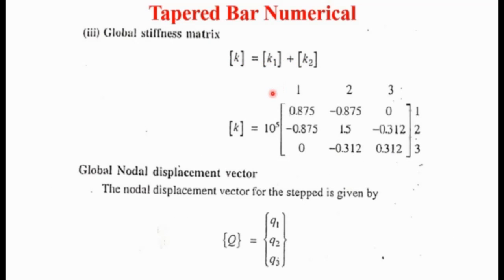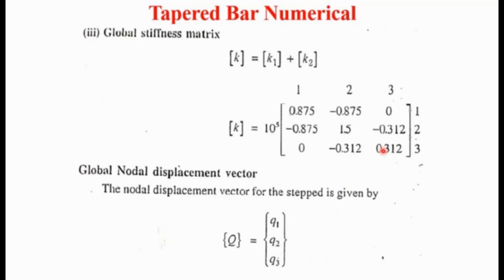Therefore this global stiffness matrix K is equal to K1 plus K2. By adding the elemental matrices for the first element and second element, K1 and K2, we will get the global stiffness matrix K equal to 10 raised to 5 into the matrix: 0.875, minus 0.875, 0; minus 0.875, 1.5, minus 0.625; 0, minus 0.625, 0.625. So this is the global stiffness matrix K. We got this global stiffness matrix.